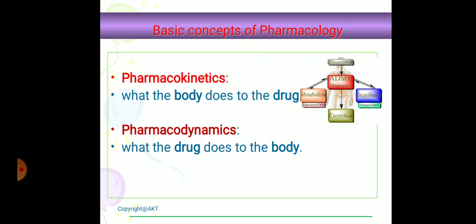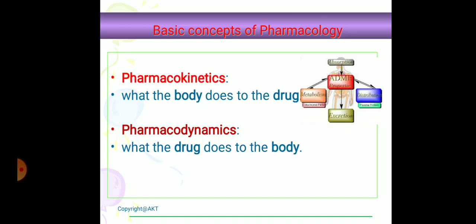So the drug, once it is administered, it can either decrease your elevated body temperature, it can decrease the heart rate, or it can increase the heart rate, it can decrease or increase the GI motility, it can inhibit a particular enzyme, or it can activate a particular enzyme. So these are the things that a drug can do in our body.